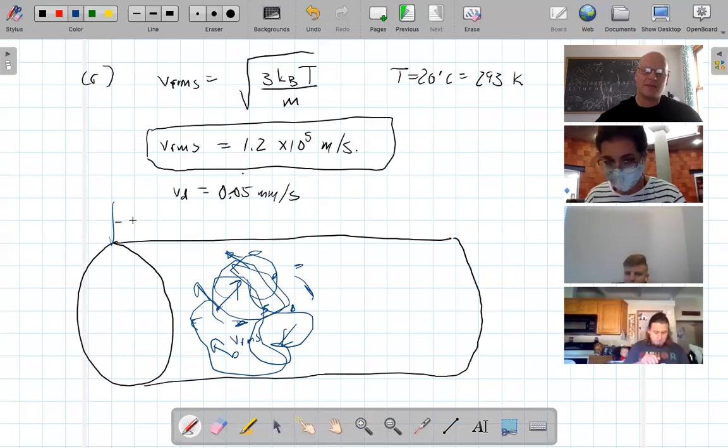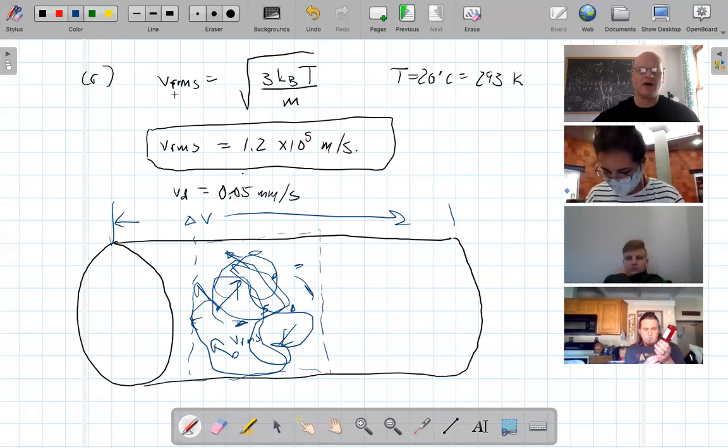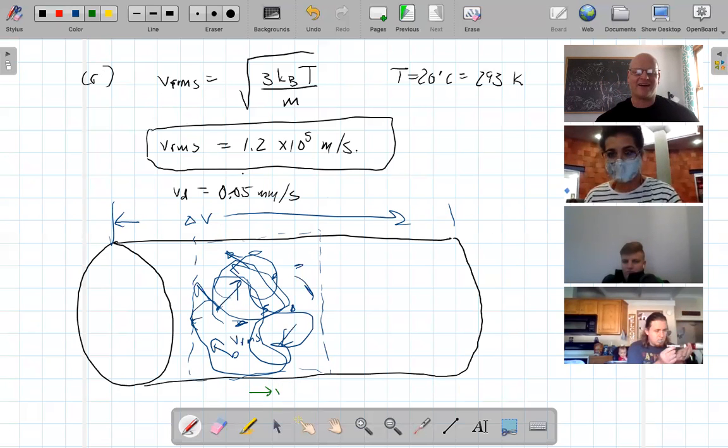But when I apply the potential difference across the wire, setting up the electric field, it causes this chunk of randomly moving electrons to drift in the direction of the electric field at a very slow rate. So again, all these electrons are flying around on the inside.